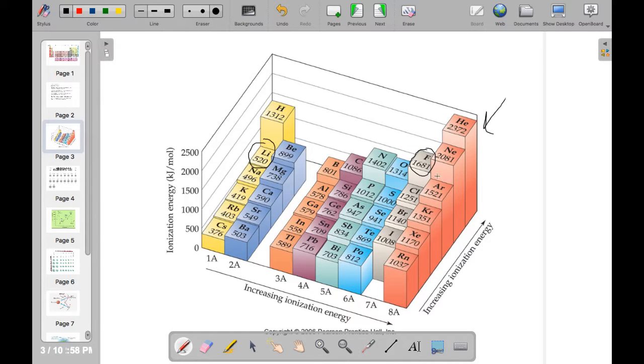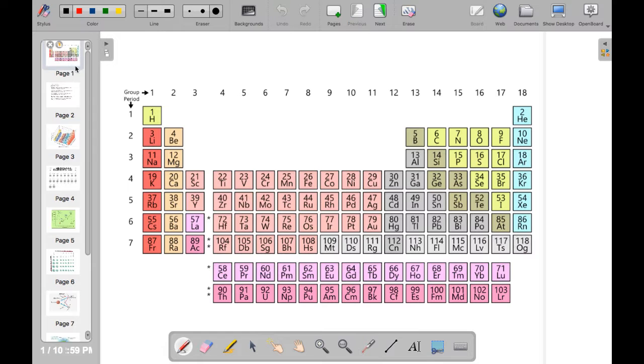But why is that? Why does ionization energy increase going across a period? That's what these are, periods, and these are groups. The columns are groups. And it seems to decrease going down a group. Well, let's go ahead and look at the periodic table and see if we can figure it out.